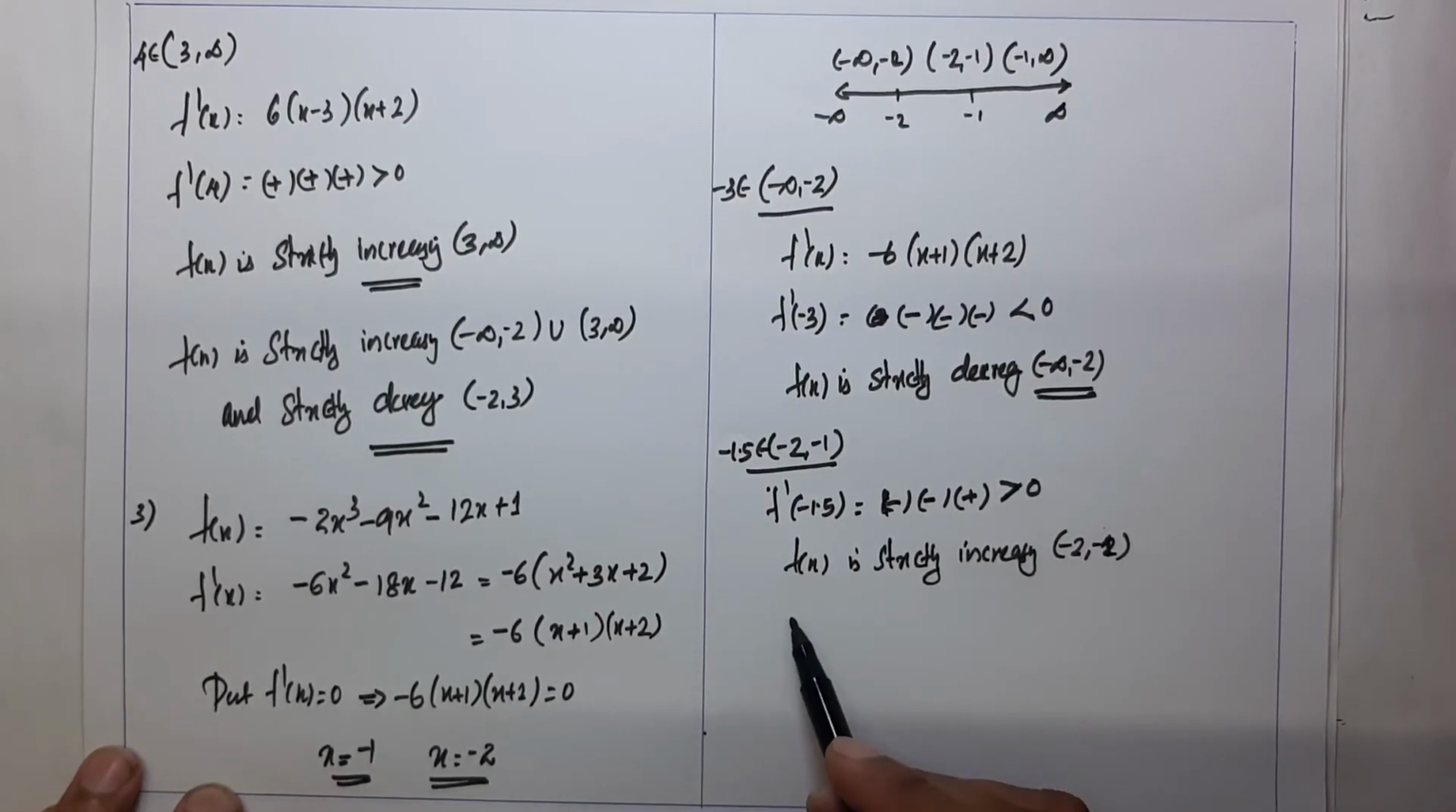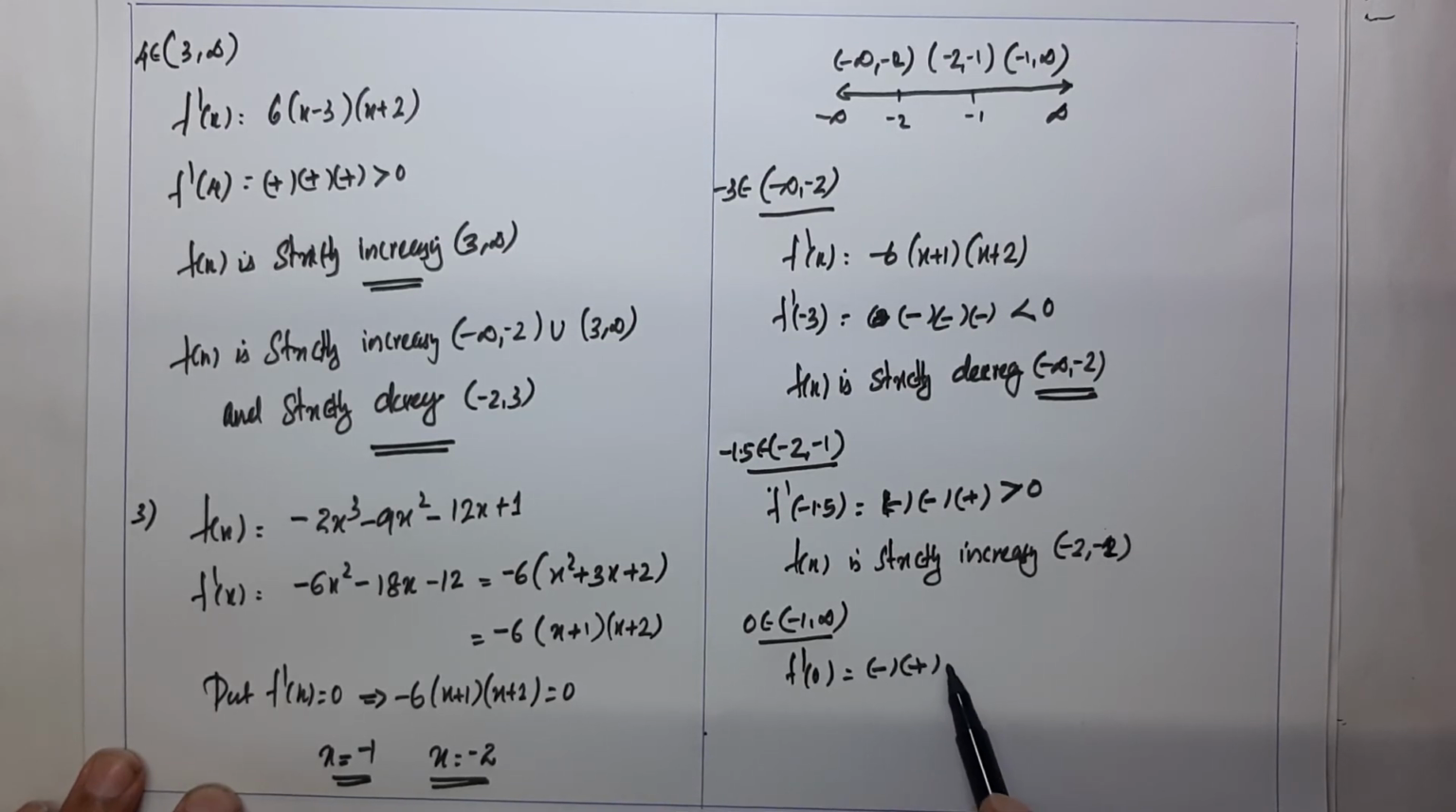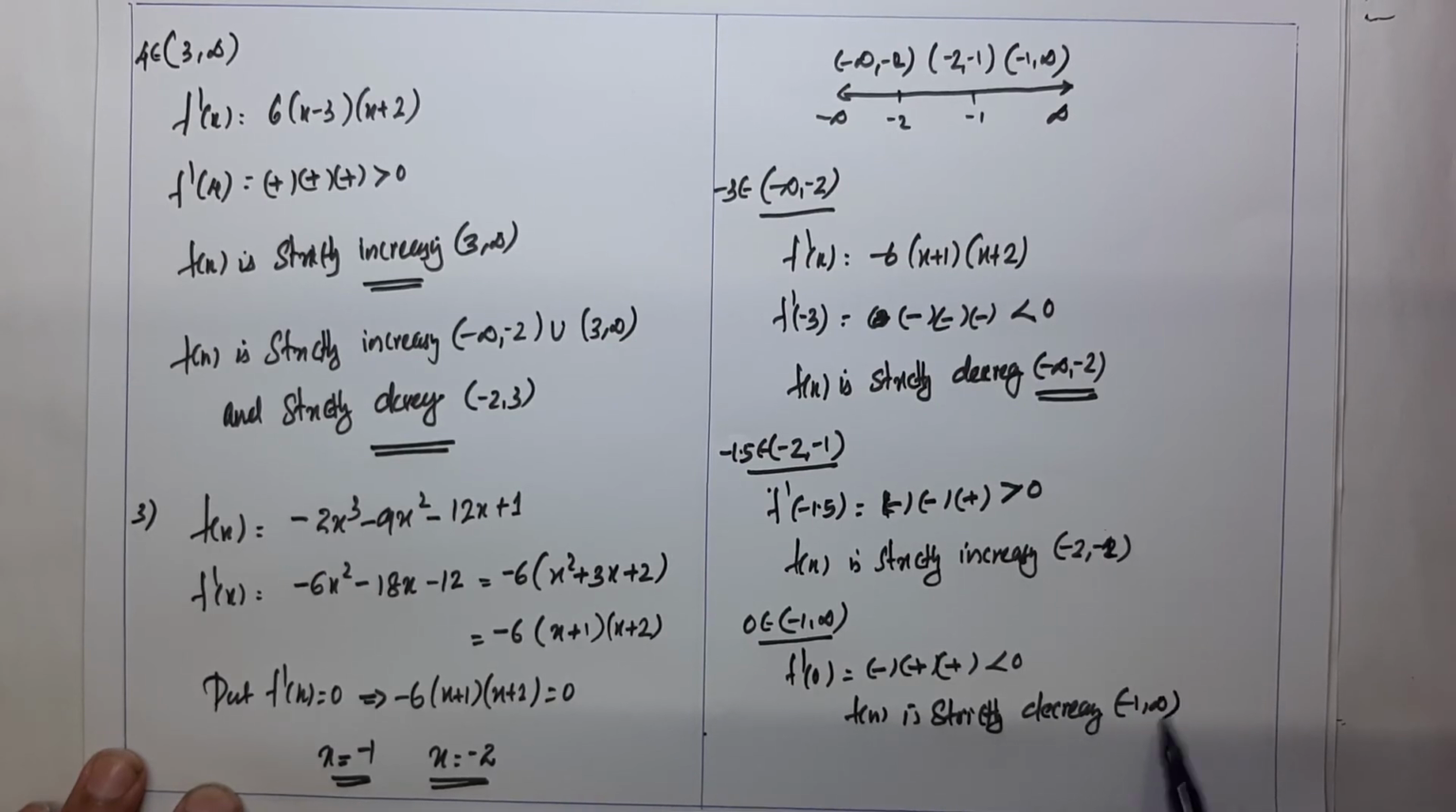And last we consider the interval minus 1 to plus infinity. Here take 0, it's very easy to find the first derivative. That is f dash 0. F dash 0 means minus 6 is always negative, 0 plus 1 is positive, 0 plus 2 is also positive, so the product is less than 0, and therefore our function is strictly decreasing. Our function is strictly decreasing in the interval minus 1 to infinity.